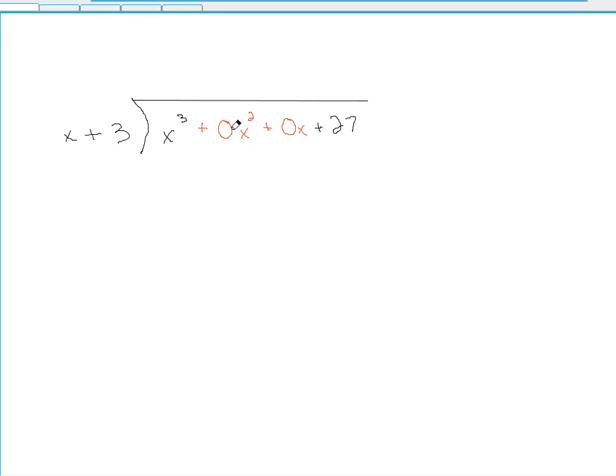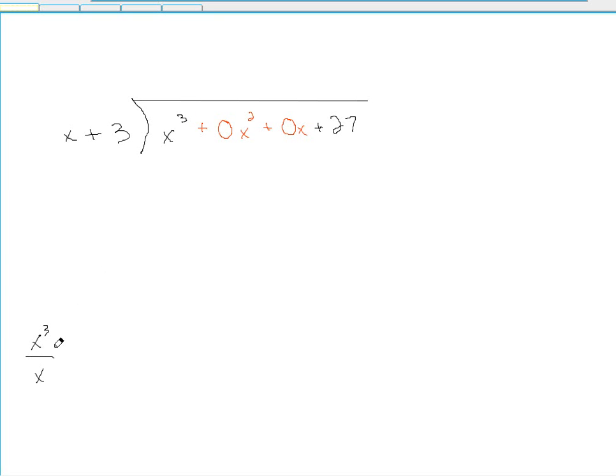There's no x to the second, put a 0 in front. There's no x to the first, put a 0 in front. And then you have no x at all, which is represented by the constant number 27. Now, to do the division, you take the first term in the binomial, the first term in the divisor, and divide it into the first term in the dividend.